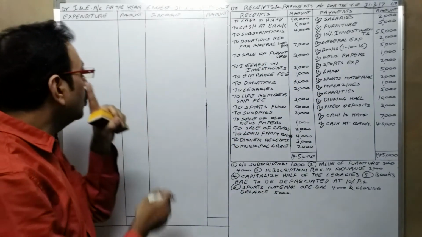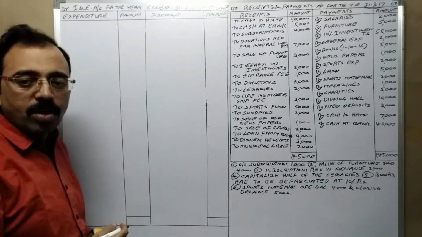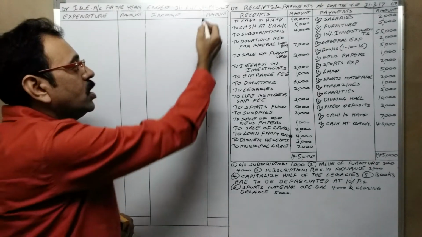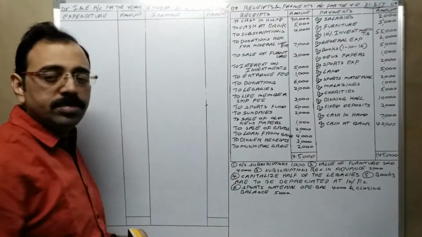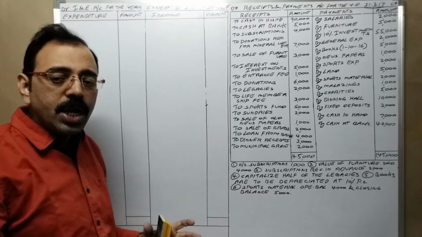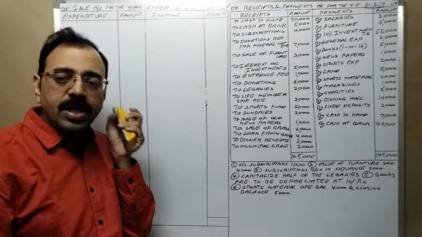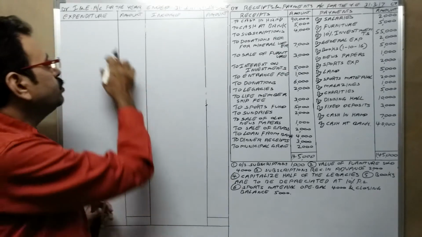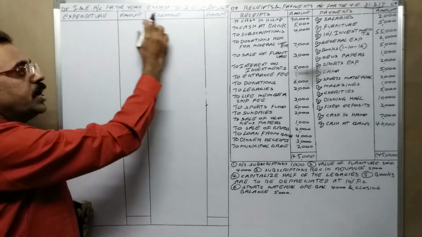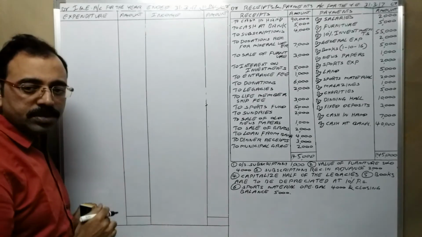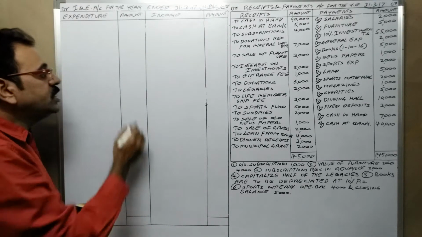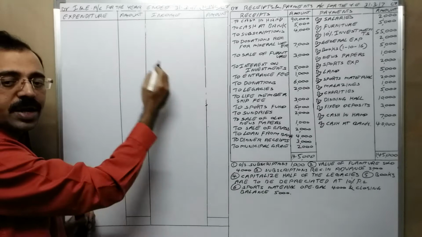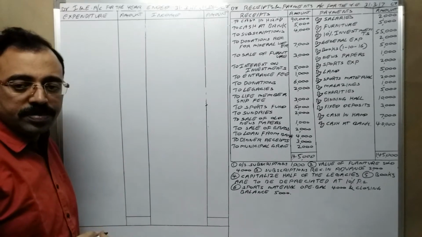And when you come to income and expenditure account, it is a nominal account. So the nominal account rule you should follow while preparing this account. What is the nominal account rule? Debit all expenses and losses, credit all incomes and gains. On the debit side we write expenses, on the credit side incomes.